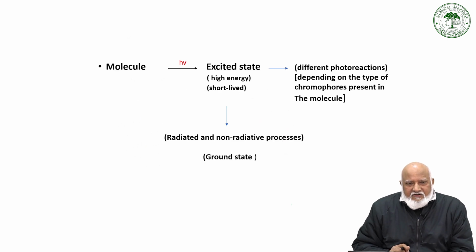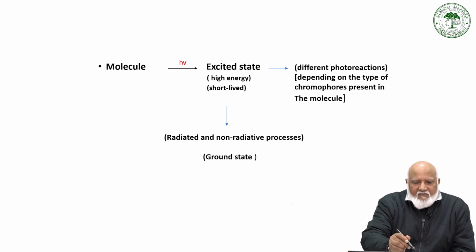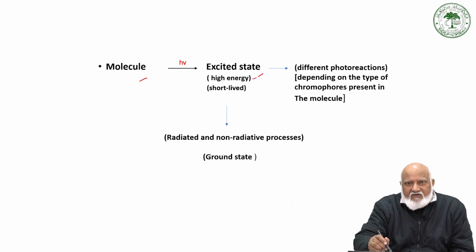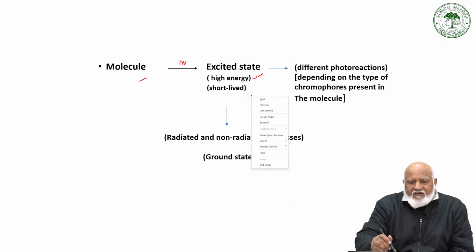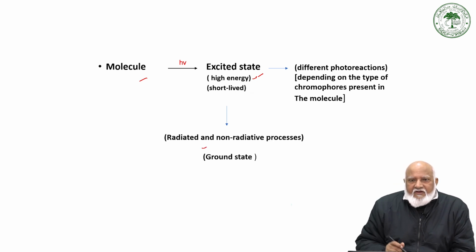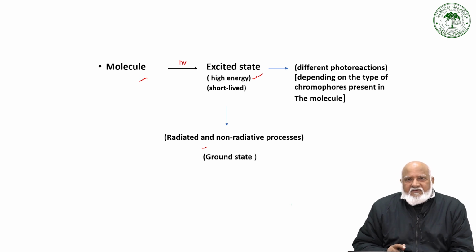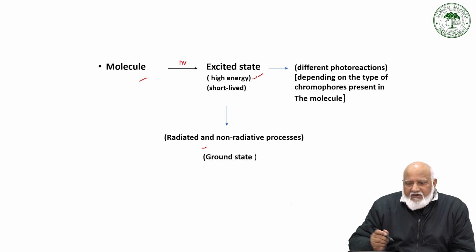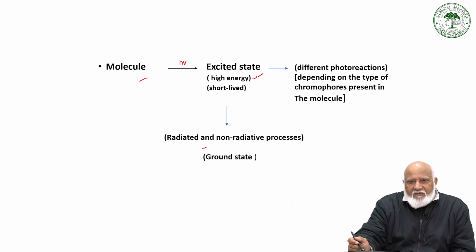As I have mentioned in the beginning, the molecule on absorption of light goes to an excited singlet state. These excited singlet states are high energy species, short-lived. They can undergo different radiative and non-radiative processes such as fluorescence and phosphorescence, or intersystem crossing or internal conversion, and come back to the ground state. Or they can undergo different photochemical reactions depending upon the type of chromophore present in the molecule.